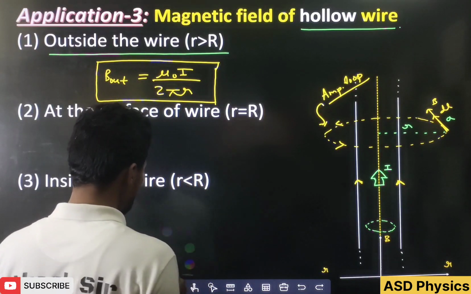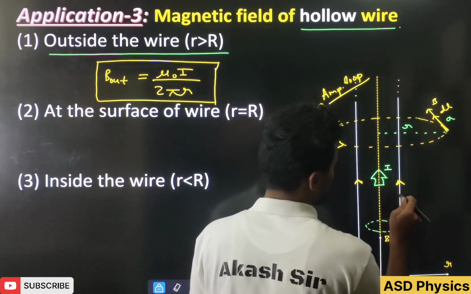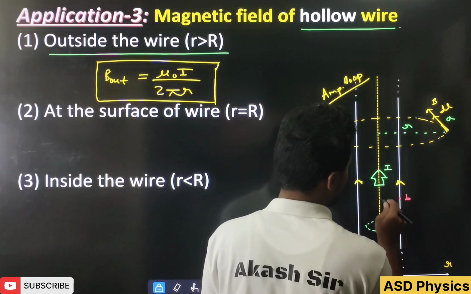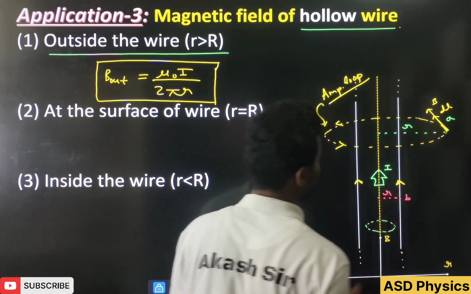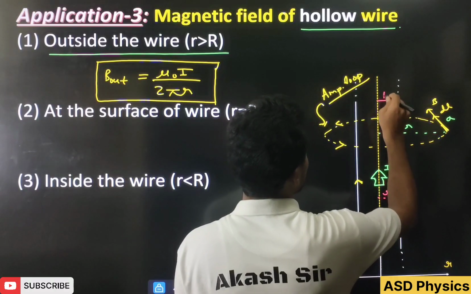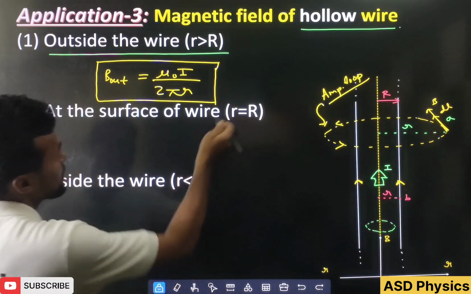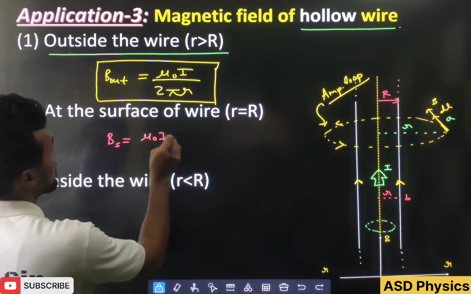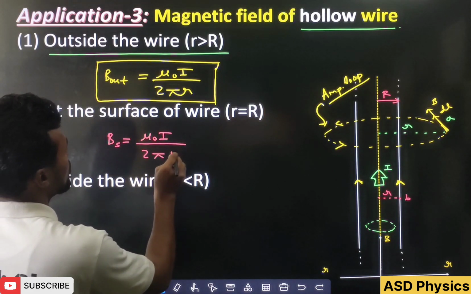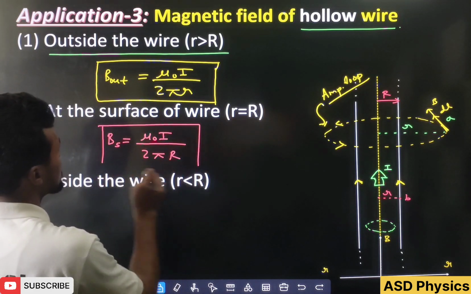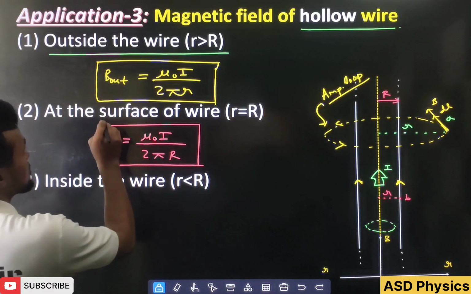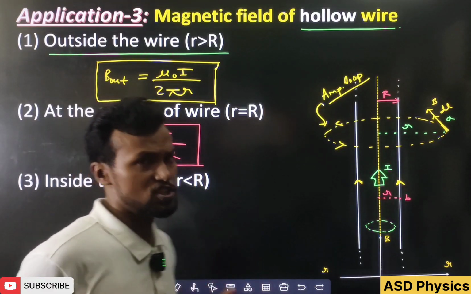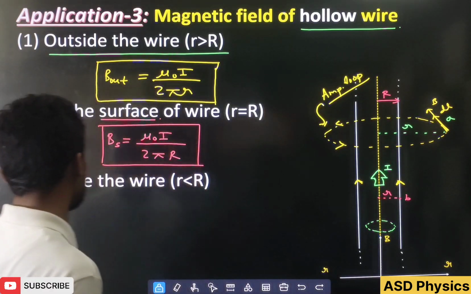Similarly, if I take any point on the surface, and make this distance a small r, and the radius of this cylinder is capital R, then small r equals capital R. So B at the surface is mu naught I by 2 pi r. Whenever we say surface, it means just outside.